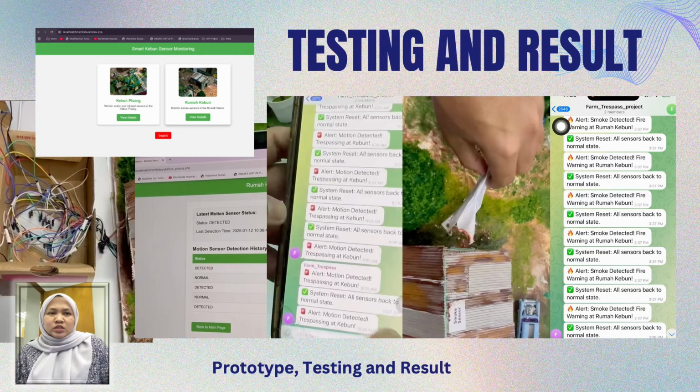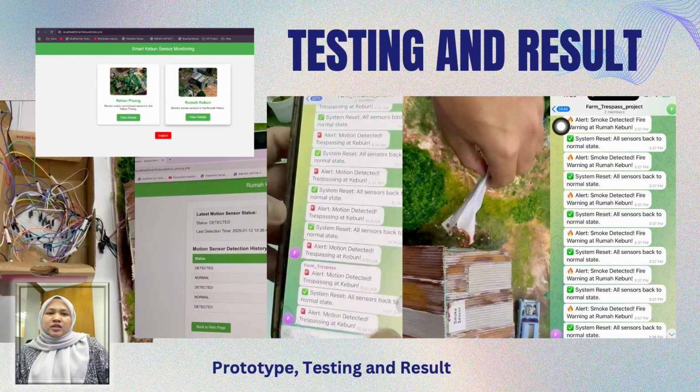So after confirming the components work individually, we integrate them with the ESP8266. During this phase, we verify that the sensor can send data to the microcontroller, trigger the Telegram notification, and log the data into the database.